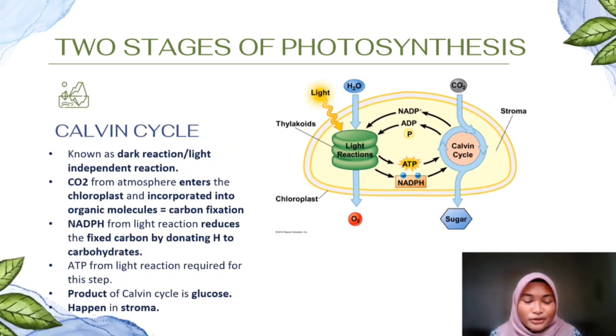Calvin cycle, also known as dark reaction or light-independent reaction. CO2 from the atmosphere enters the chloroplast and is incorporated into organic molecules, which is carbon fixation, and NADPH from the light reaction reduces the fixed carbon by donating H to carbohydrate. ATP from the light reaction is required for this step. The product of the Calvin cycle is glucose, and it happens in the stroma.